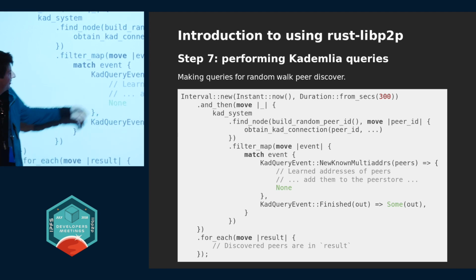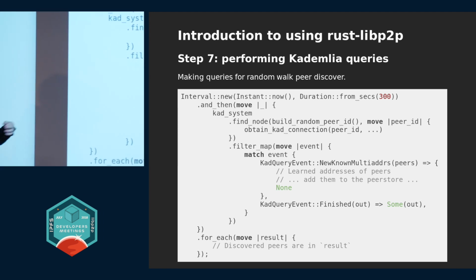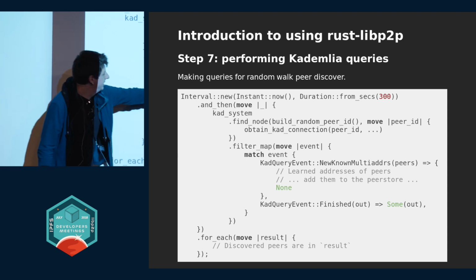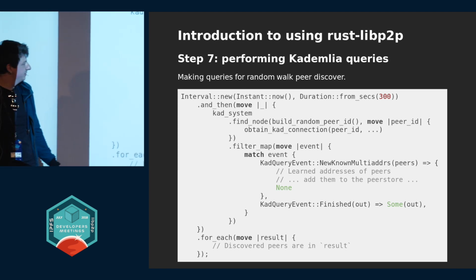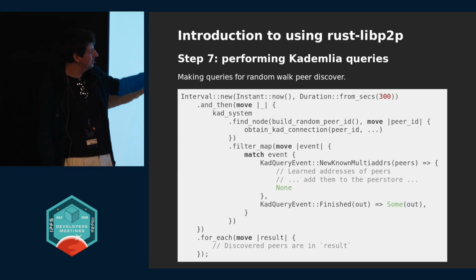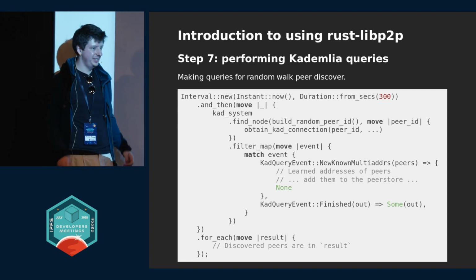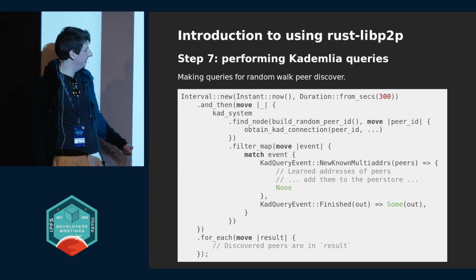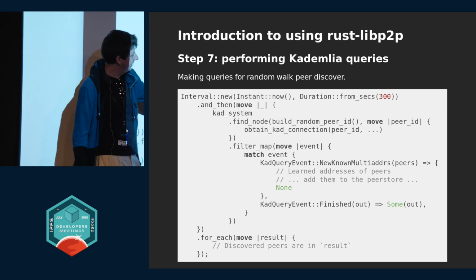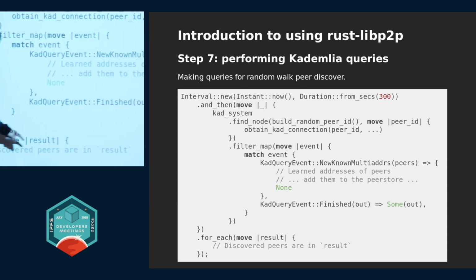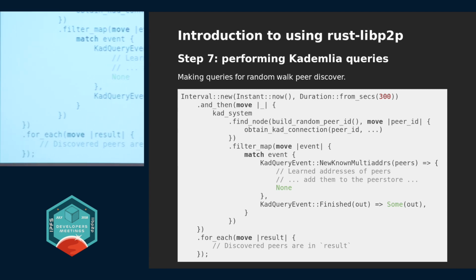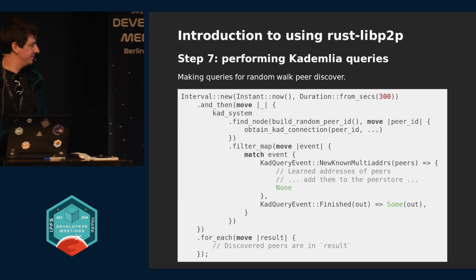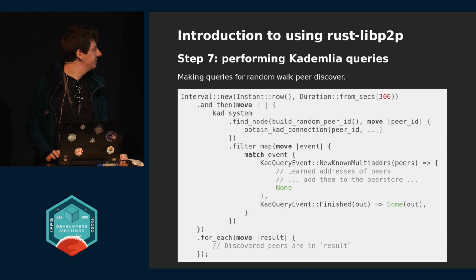So when we learn an address of a peer by receiving a response, it's dispatched in this closure, and we can do whatever we want. We can log it. We can put it in the peer store, which is what you are supposed to do. I didn't show it here, but you are supposed to add it in the peer store yourself. Again, that's one line of code. And when it's finished, we produce the output, which is here, and you can do whatever you want with the output. Whatever you want, meaning dial other nodes that you receive.